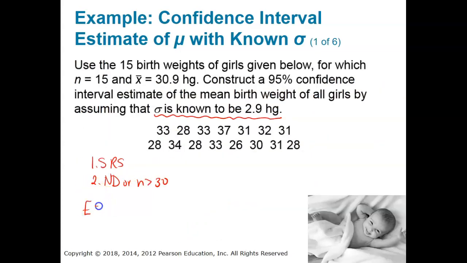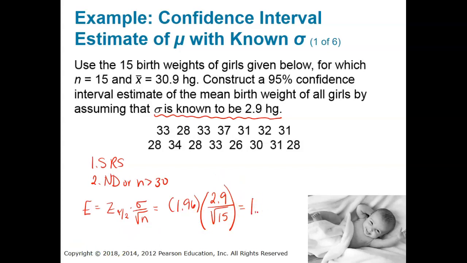Okay, so then for our margin of error, it's going to be z alpha over 2 times sigma divided by the square root of n. Our z alpha over 2, the nice thing about the z's is we can always go back to the memorized values. So this would be 1.96. Our population standard deviation was the 2.9, and our sample size was 15.